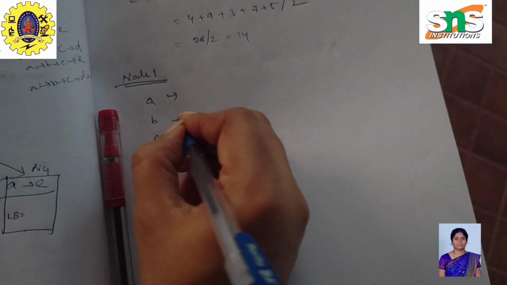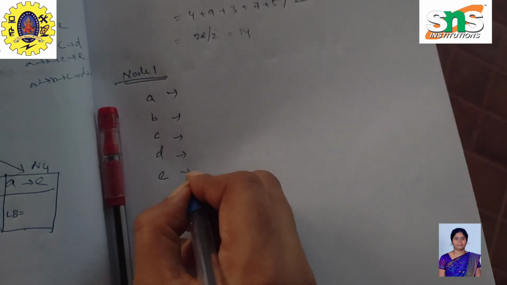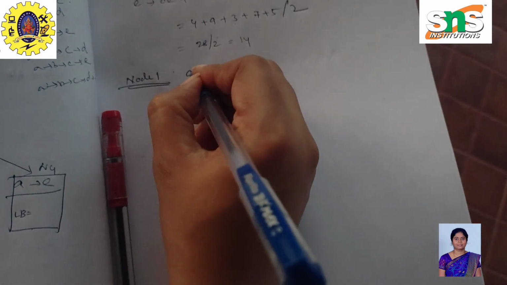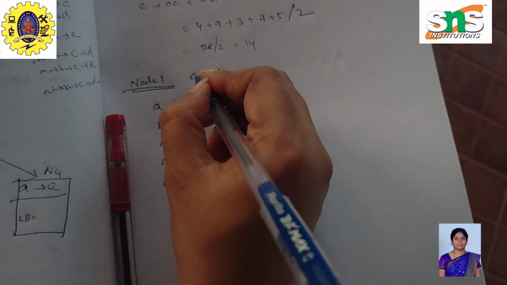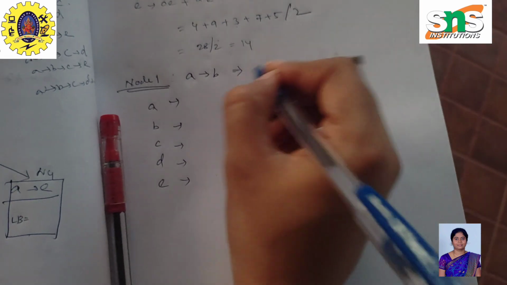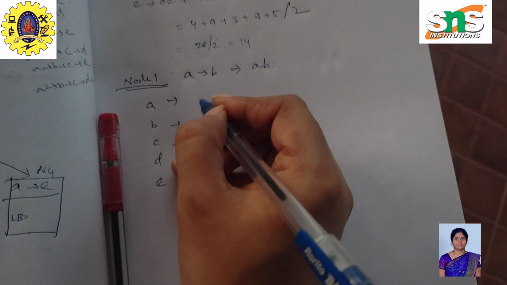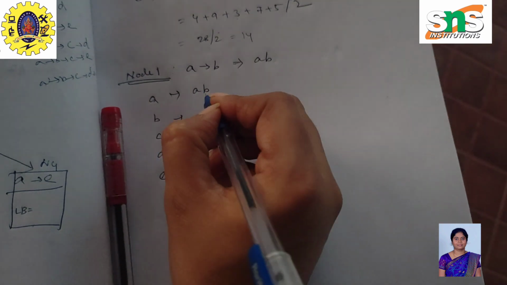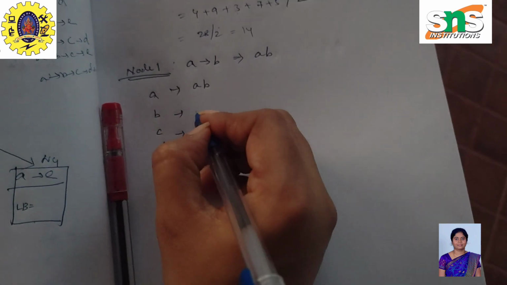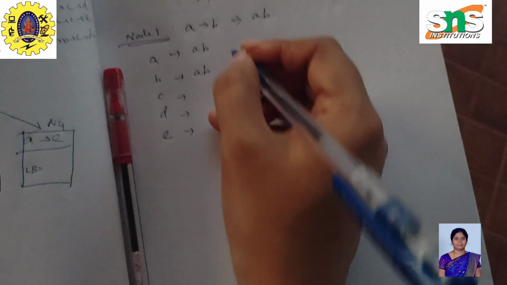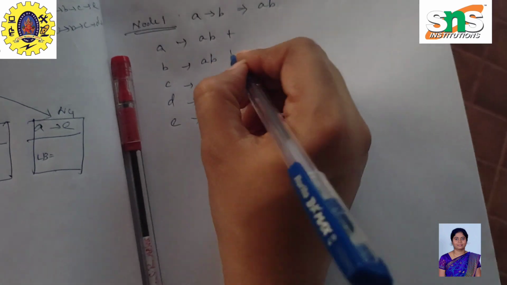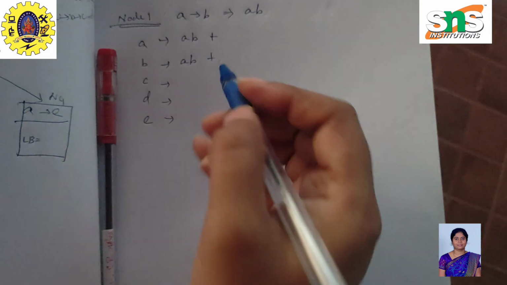So here, we are calculating A to B. This can be rewritten as AB. So here I have A, so I have to mention A plus B. For B also I can write A plus B. So these are the two answers I already got.